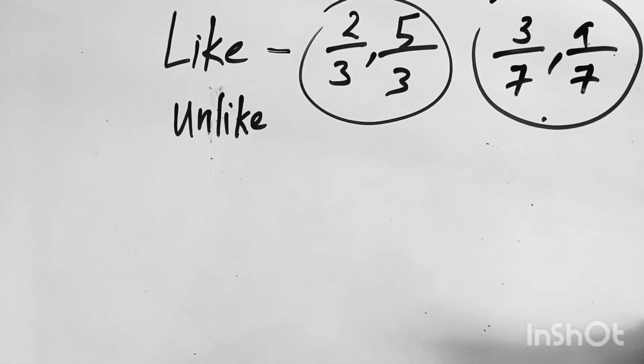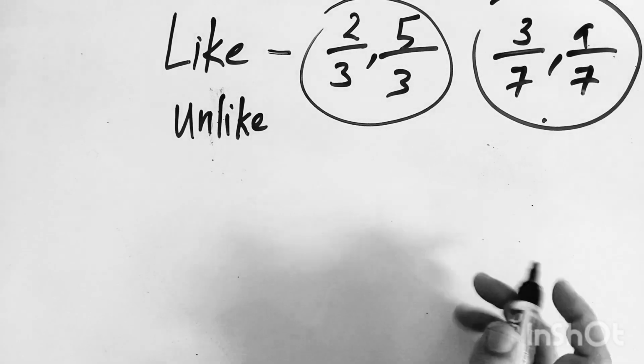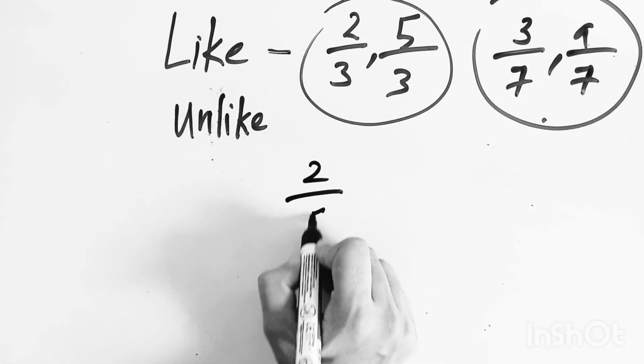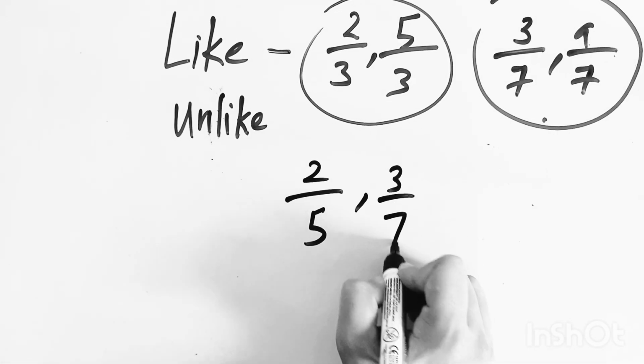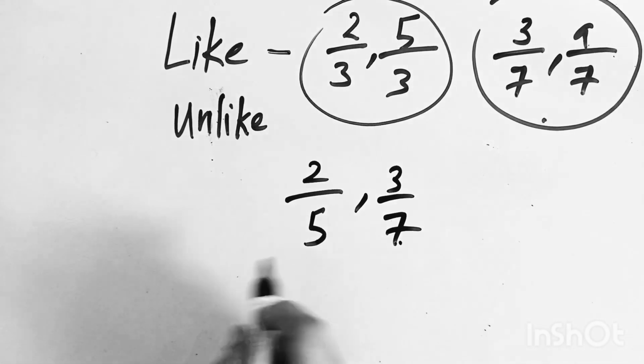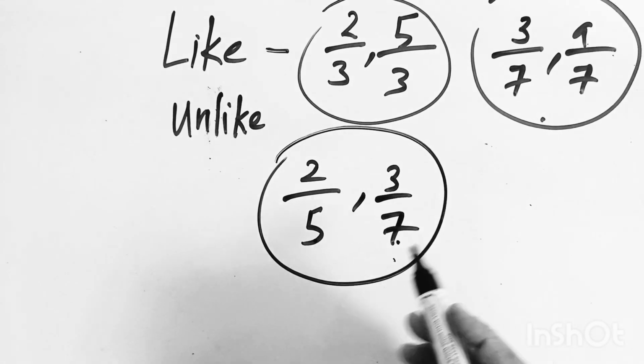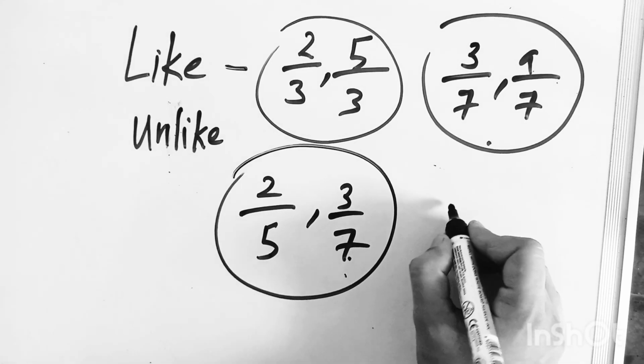Now unlike fractions means whenever the denominators are different, we will call them unlike fractions. For example, 2 by 5 and 3 by 7. Here we can see this denominator is 5, this denominator is 7. So these are unlike fractions.